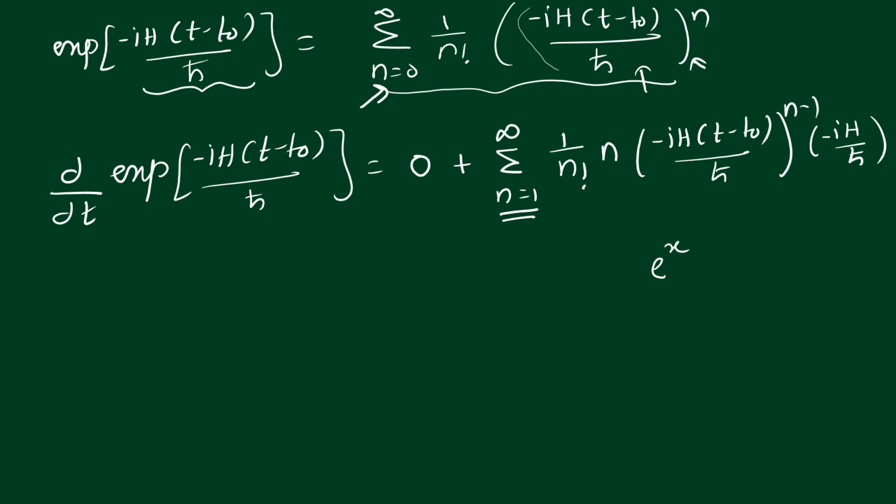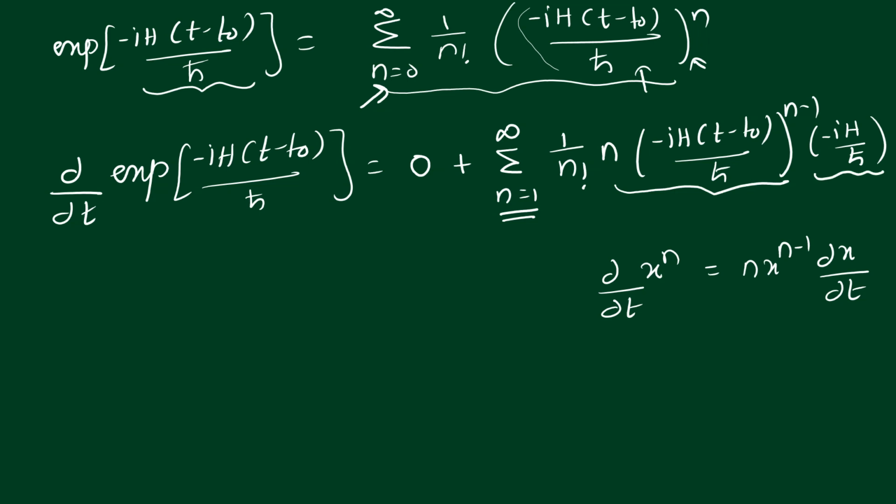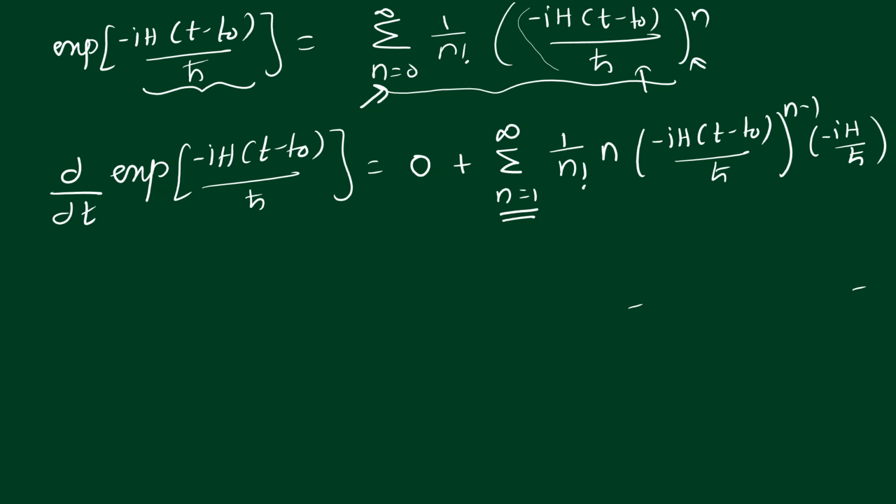We have just used this formula: if you want to find d by dt of x raised to n, we can write this as n x raised to n minus 1, and then the partial derivative of x with respect to time. That's all we have done here. So this is n x raised to n minus 1, and then the partial derivative of x with respect to t.